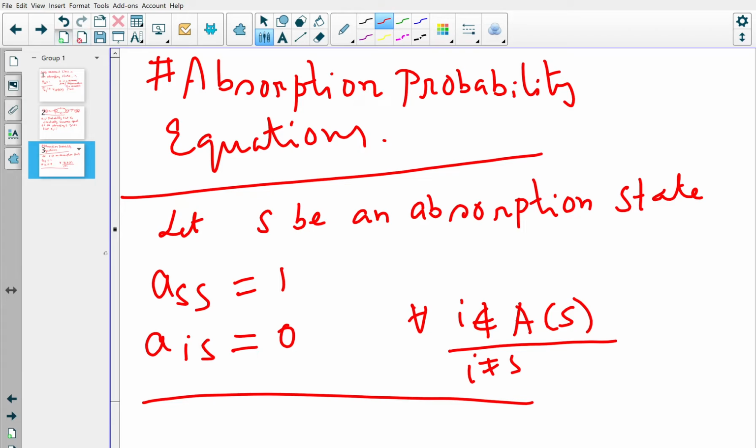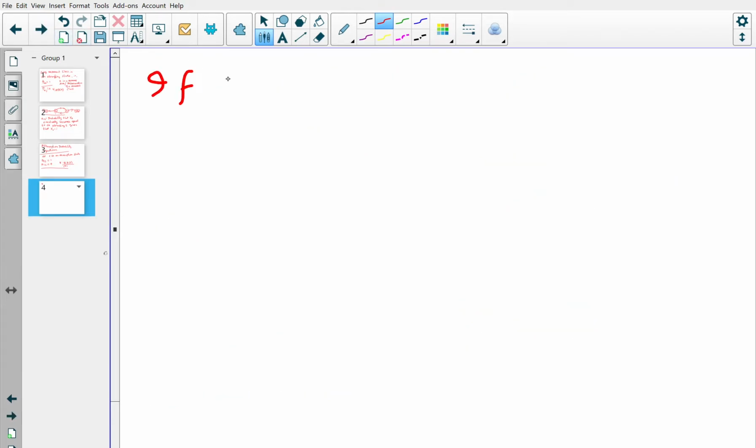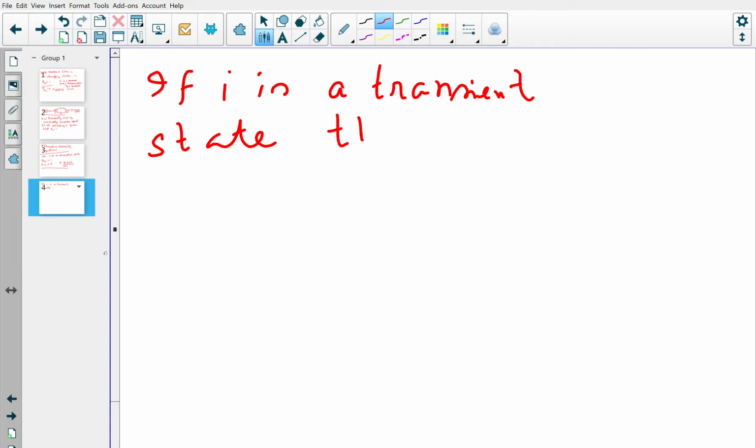Okay, so if i is a transient state, then what happens? Transient state, then what happens? So what does that mean? That means for my first example, let me draw again. So let me solve this by example, and then I will give you the general solution.